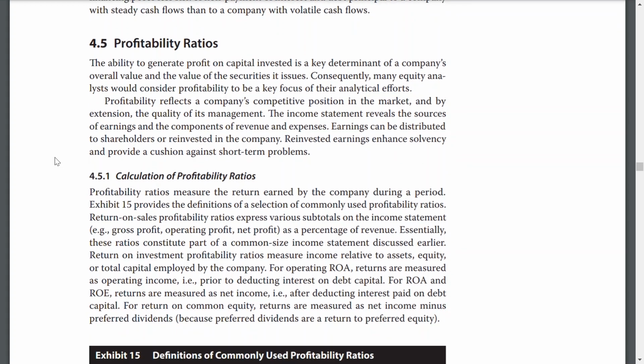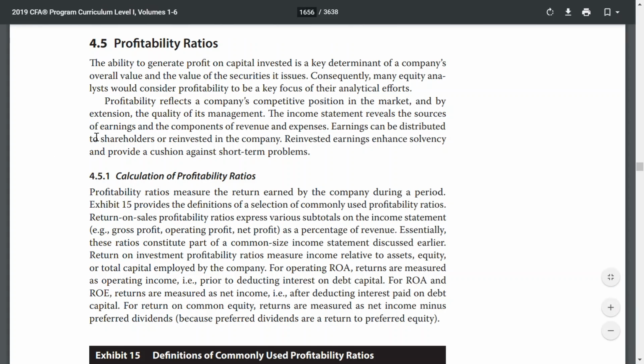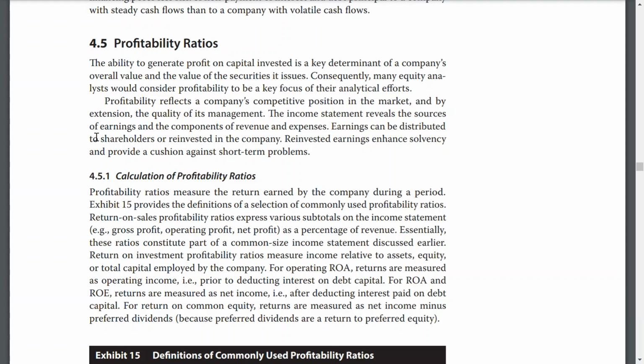Profitability ratios. The ability to generate profit on capital invested is a key determinant of a company's overall value and the value of the securities it issues. Consequently, many equity analysts consider profitability to be a key focus of their analytical effort. Profitability reflects a company's competitive position in the market and, by extension, the quality of its management.